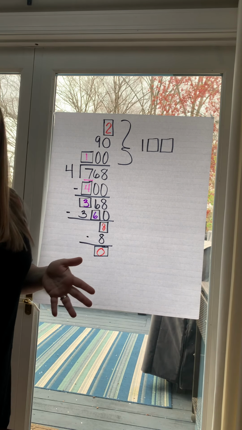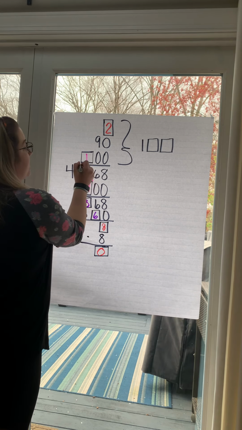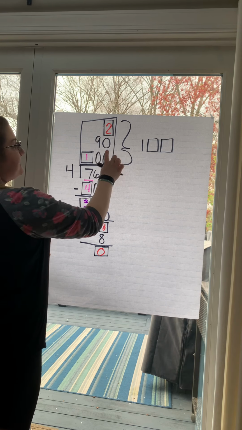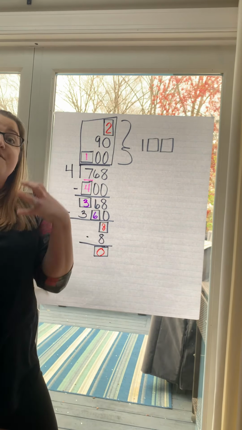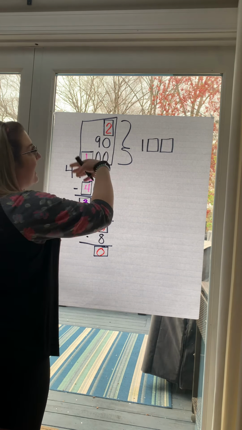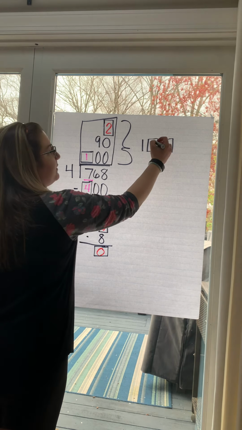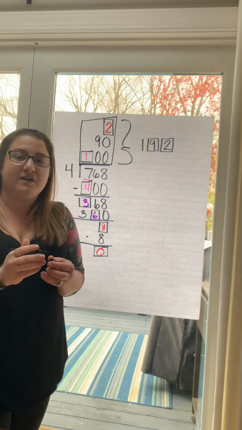Now we have one more step since we did partial quotients. These are all of my answers, or all of my quotients. I have 2, 90, and 100. So my last step is to put those all together to find my final quotient. I'm taking all the partial quotients, putting them together, and I can use mental math for this. 100 plus 90 plus 2 would be 192. And that is my final answer.